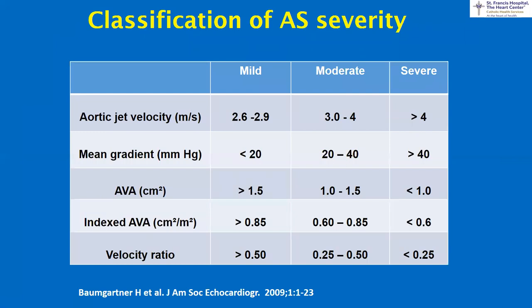A number of classifications have been proposed and have been adopted by the professional cardiology societies, both in the United States and in Europe. The first one, which is familiar to everybody, is based on 4 parameters: aortic jet velocity, mean gradient, aortic valve area, and velocity ratio, such that an aortic jet velocity greater than or equal to 4 meters per second, a mean gradient more than 40 millimeter mercury in a patient who has aortic valve area less than 1 and velocity ratio 0.25 stands for severe aortic stenosis. The index aortic valve area shouldn't be used in very obese individuals because we are overestimating the severity of stenosis.